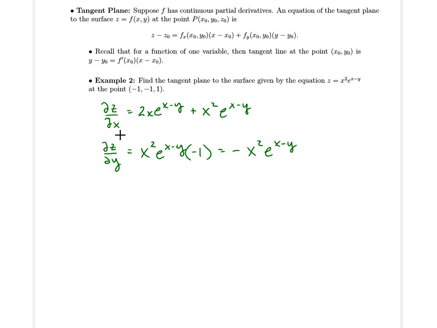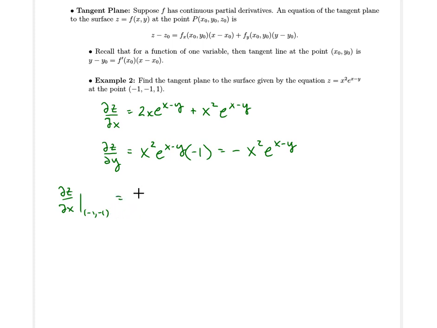All right. But of course, I want to evaluate these at these specific x and y values here, right? So I'm going to take the partial of z with respect to x, evaluated at (-1, -1).